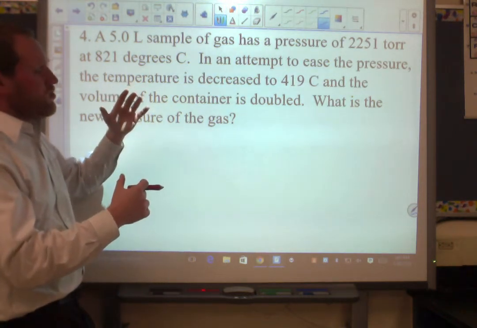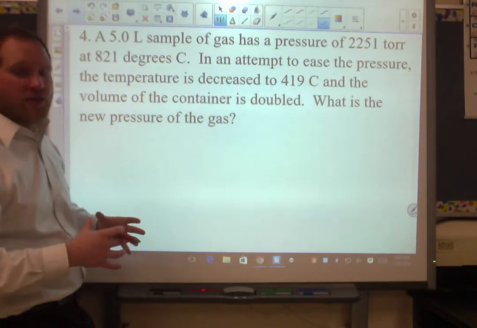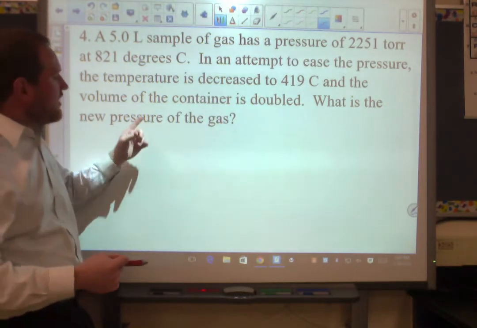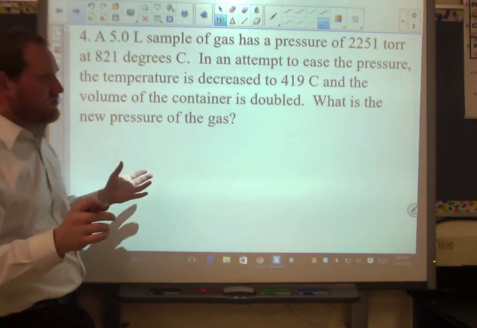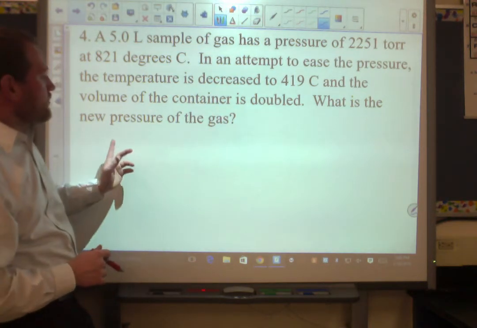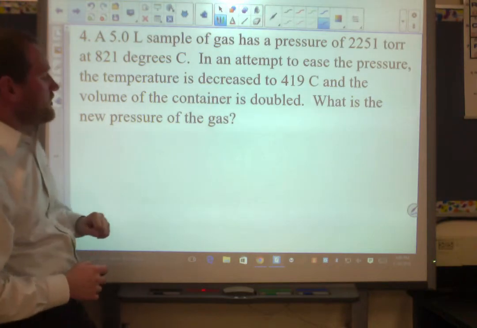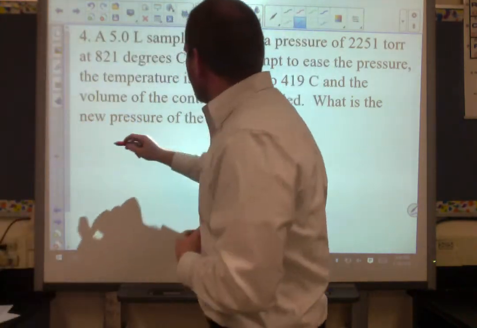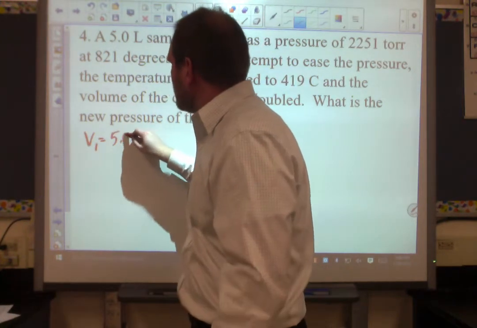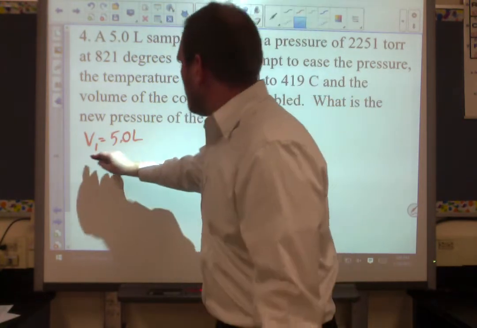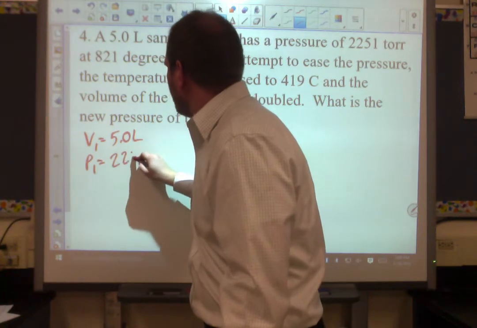cool a gas down, the particles slow down, so they exert less pressure on the walls. And when you increase the volume, there is more surface area, so the pressure on those walls is also going to be down. So the pressure should go down. What's the new pressure of the gas? Okay, let's write what we have here. So this is the initial volume, V1, 5.0 liters. Pressure 1, P1, equals 2251 torr.